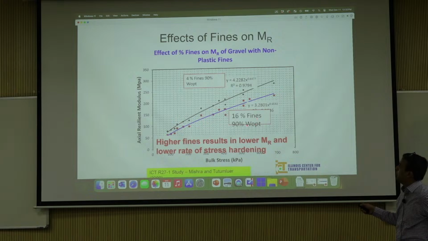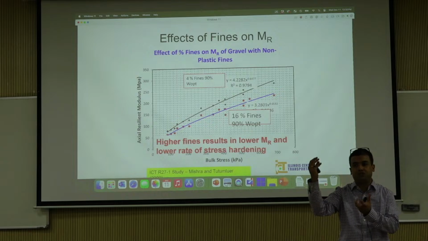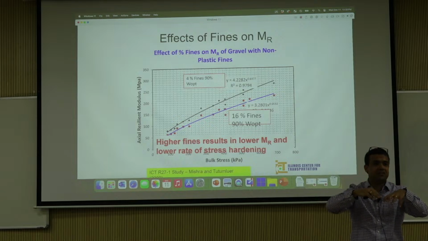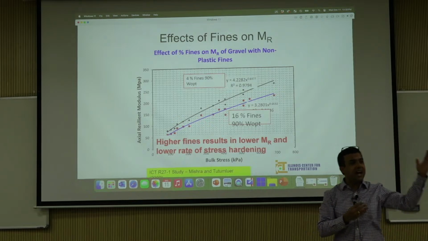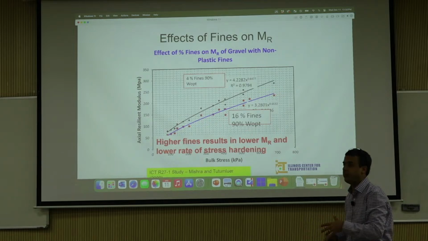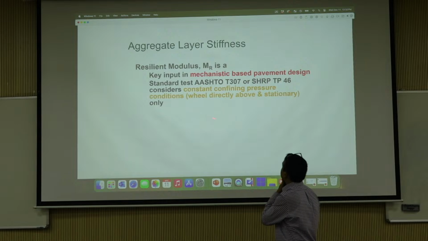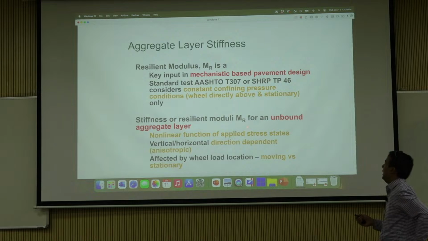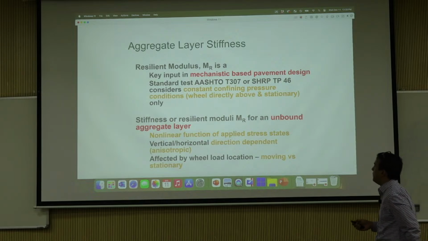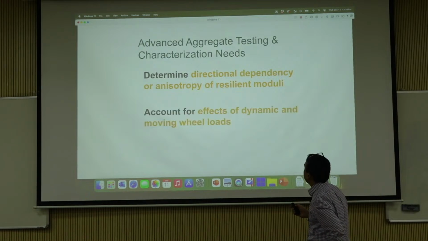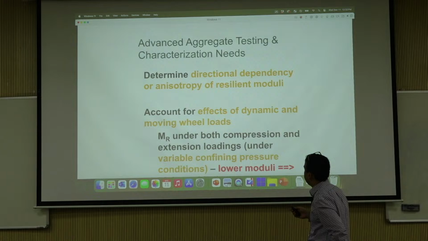As the amount of fines increases, because fines are fine grained, not coarse grained, you're not gaining as much stress hardening. So with a low percent fines, your material is more stress hardening. As you start inducing more fines, it reduces the stress hardening property. So that's what this is. This is aggregate layer stiffness, a nonlinear function of applied stress states. And then in advanced aggregate testing, we need to determine what is called directional dependency.